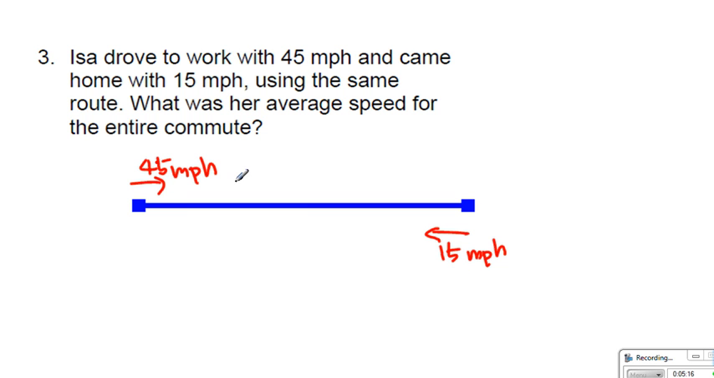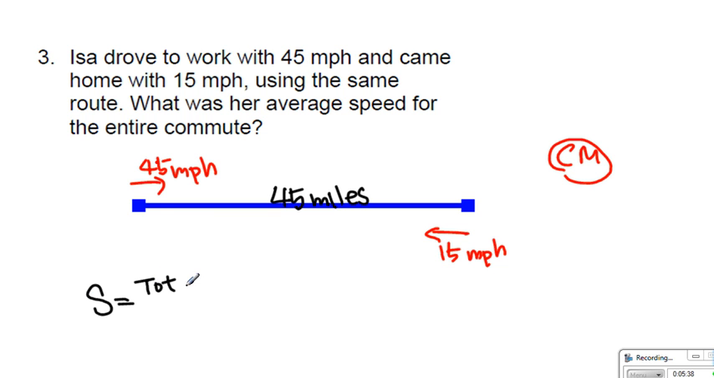That means we are looking at a common multiple. Common multiple between 45 and 15. That seems to be 45 miles. So let us assume that distance in fact is equal to 45 miles. Then average speed once again is equal to total distance over total time. In other words, total distance within 45 becomes 90.